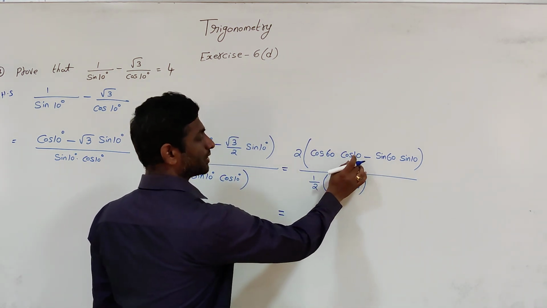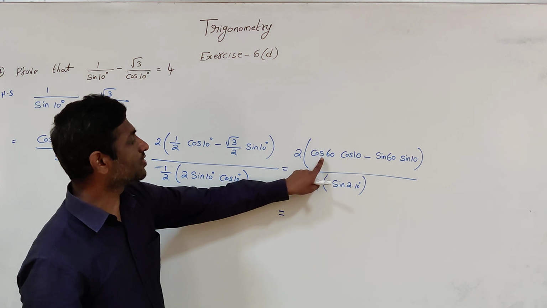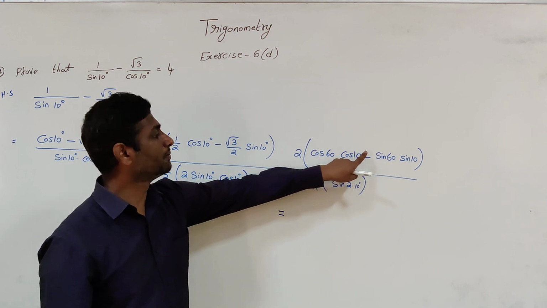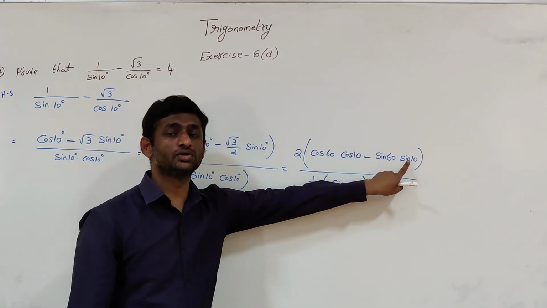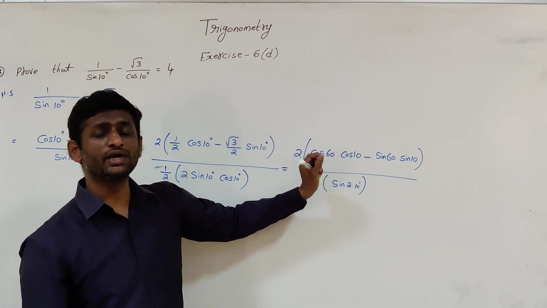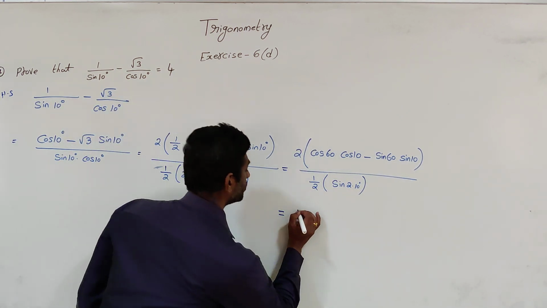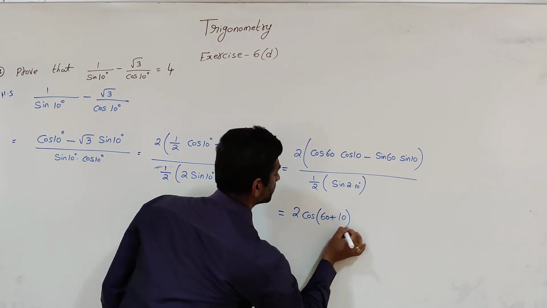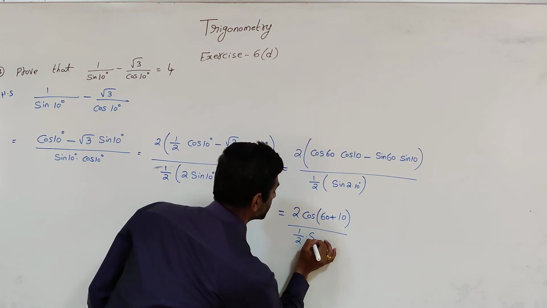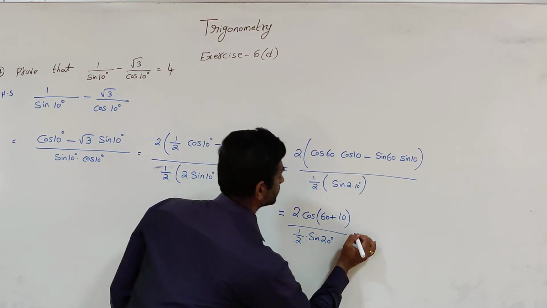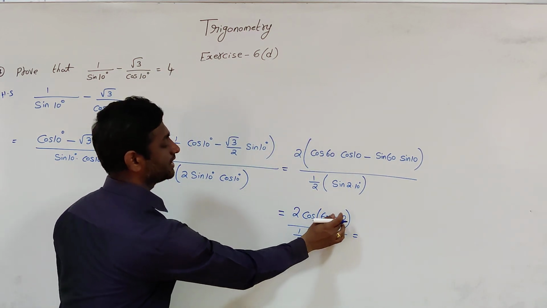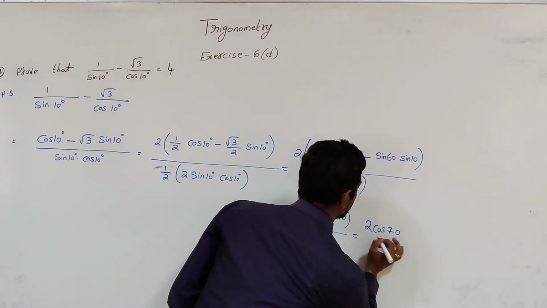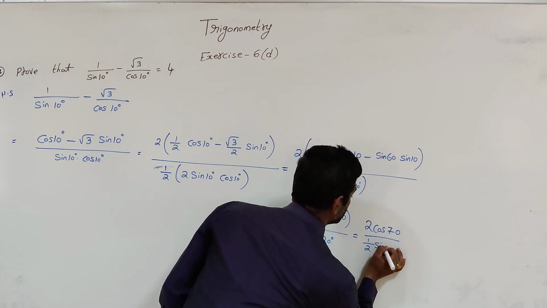Now if you see the numerator, it is in the form of cos A cos B minus sin A sin B, with A is 60, B is 10. So it gives the formula for cos of A plus B. So 2 into cos of 60 plus 10 by 1 by 2 into sin 20 degrees. 60 plus 10 gives 70. So 2 cos 70 by 1 by 2 into sin 20.